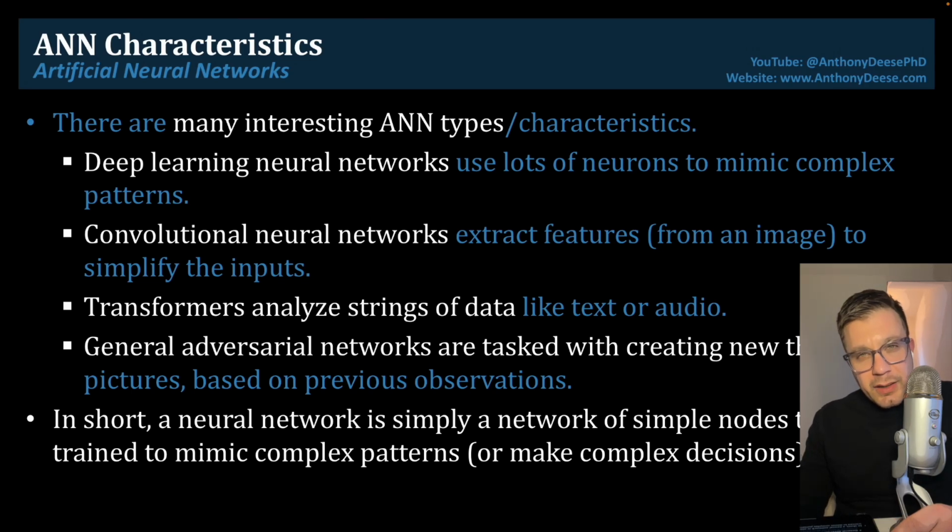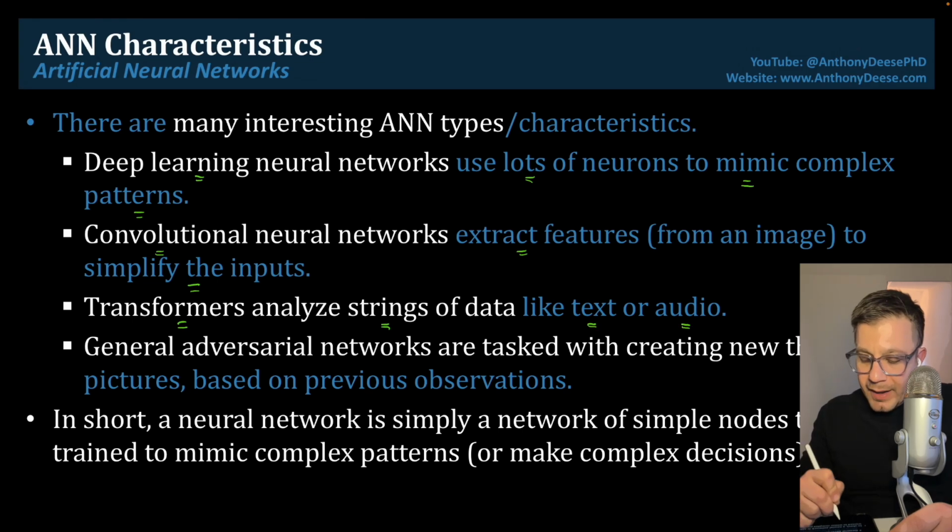There are many interesting artificial neural network types or characteristics that artificial neural networks can have. A deep learning neural network is one that uses lots of neurons and lots of layers to mimic complex patterns. A convolutional neural network extracts features, could be from an image, to simplify the inputs coming into the neural network. Transformers analyze strings of data like text or audio, and generative adversarial networks are tasked with creating new things like pictures based on previous observations.